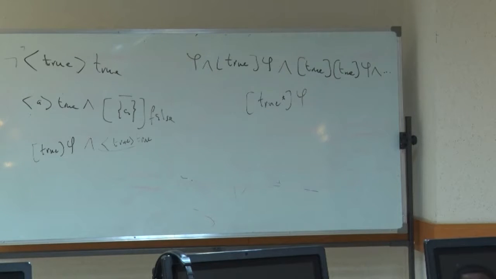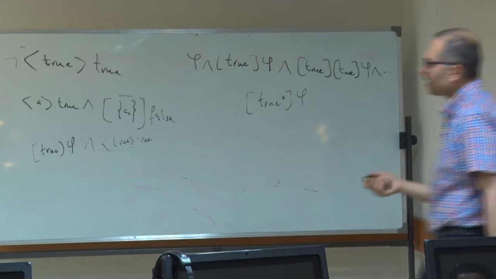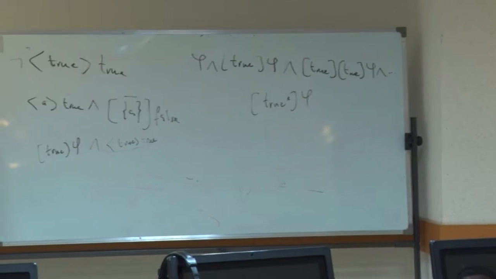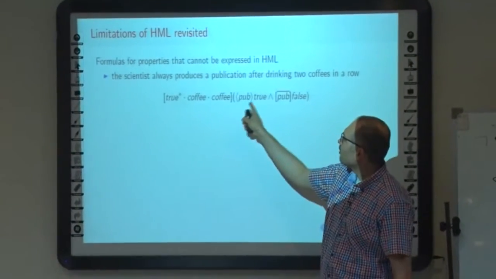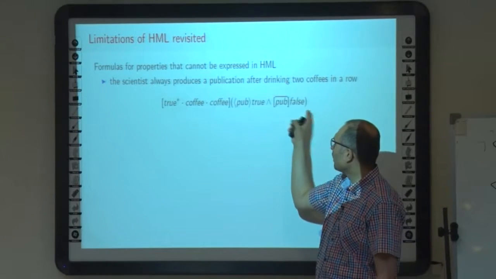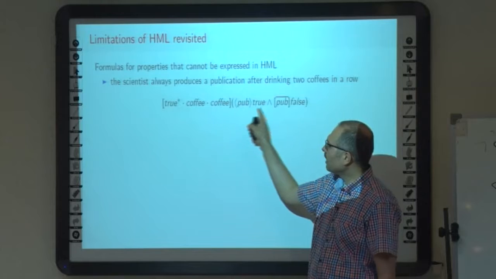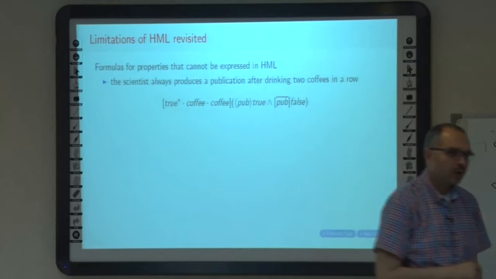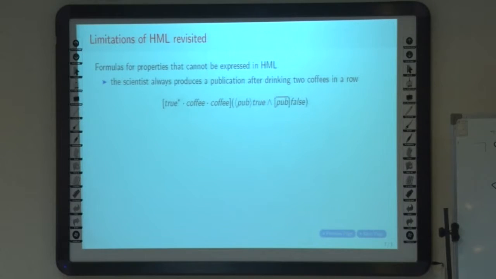Okay, here are some other examples. For example, if I want to generalize the property that I specified before the break. Before the break, I specified that the scientist produces a publication after drinking 2 coffees in a row. If I want to generalize it so that it holds everywhere, then I only need to add a true star before that. So before I had box coffee, diamond pop true, and what was the other one? Box coffee false, I think. Now I can rewrite it using regular expressions. It becomes a little bit more readable. And then I can add in the beginning a true star so that it holds everywhere. Not only now, but everywhere also in the future. Right?